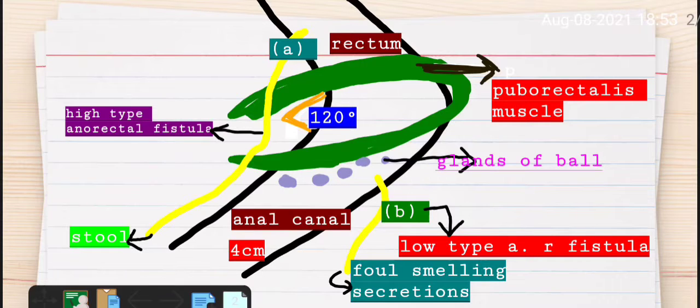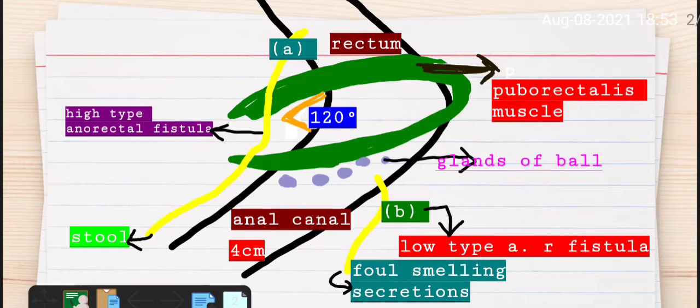We can see that there are two types of perianal fistulas, high type anorectal fistulas and low type anorectal fistulas. It is called high type because the fistula is coming from above the puborectalis muscle, and in low type the fistula is coming from below the puborectalis muscle.